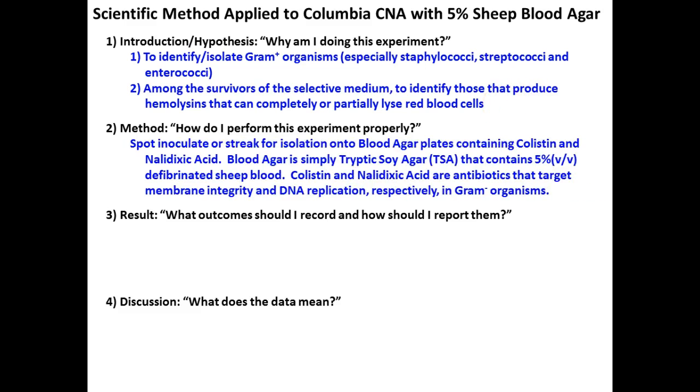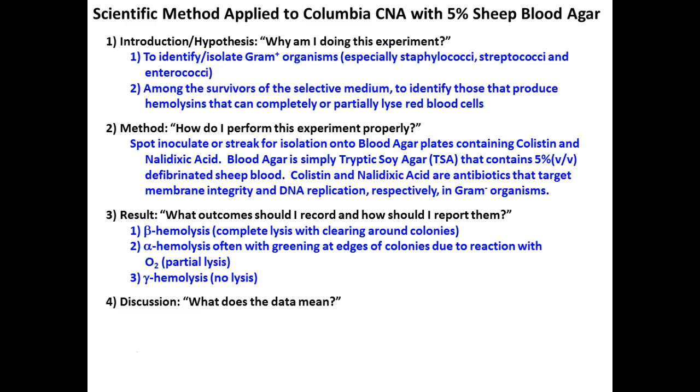So we tried to do some streak plates. They didn't come out so good. But again, we wanted to inoculate the media so that we can then look at our results. So we can determine if we have hemolysis. If so, what level? Is it complete, beta, incomplete, or no lysis at all?